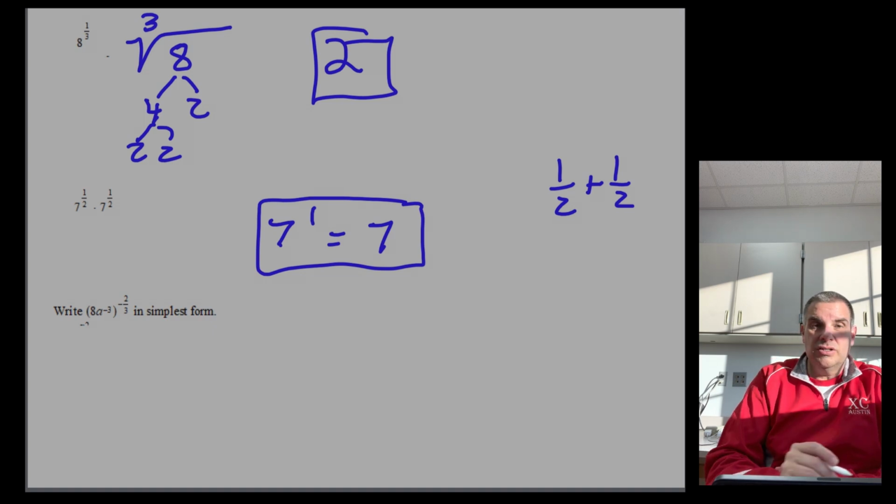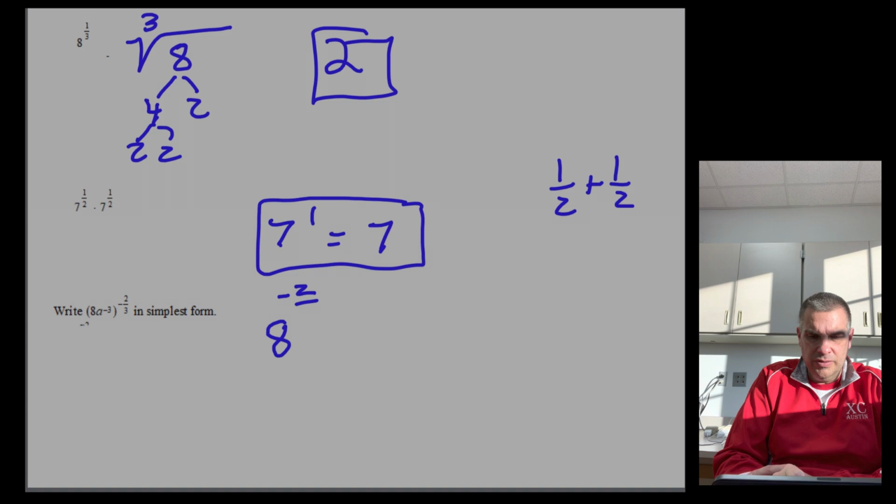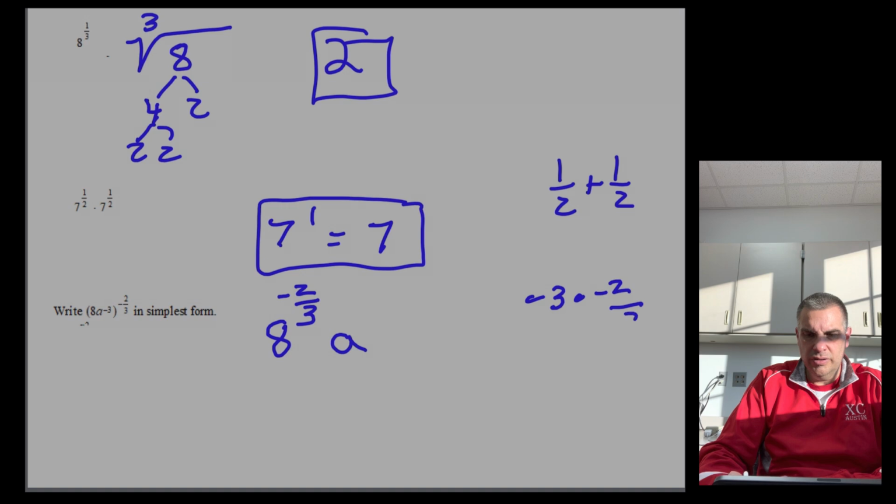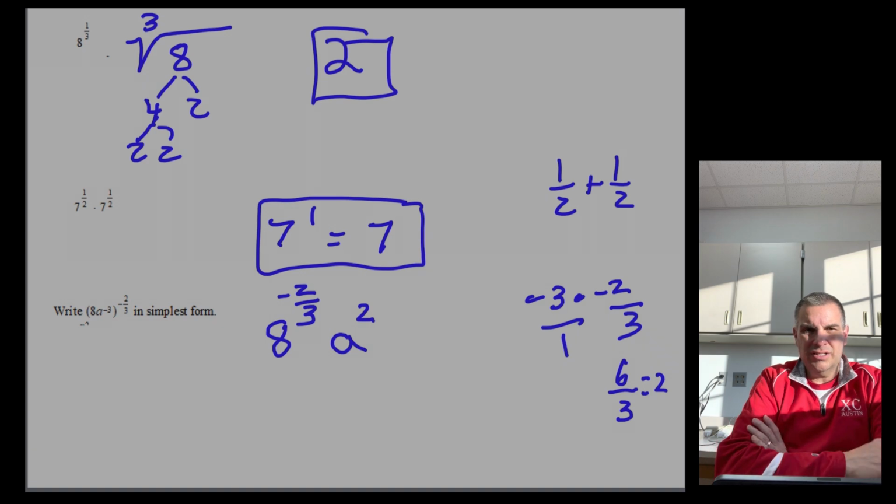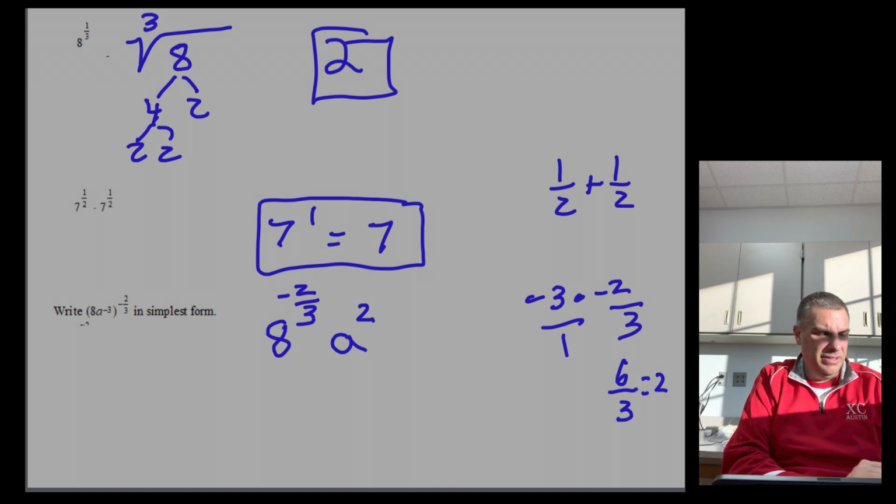Okay, so that means we need to distribute that negative 2/3 into each of them. So that gives me 8 to the negative 2/3. And then a, now we're going power to power. So we've got to go negative 3 times negative 2/3, which would be 6/3, which would just be 2. So that's a squared. Now the 8 to the negative 2/3, I would go ahead and just punch that in a calculator. It's probably what you're going to do anyway.